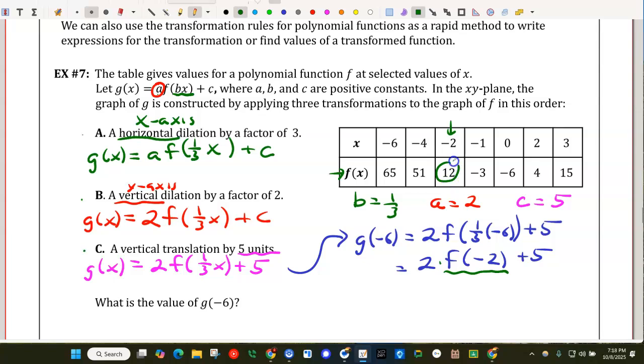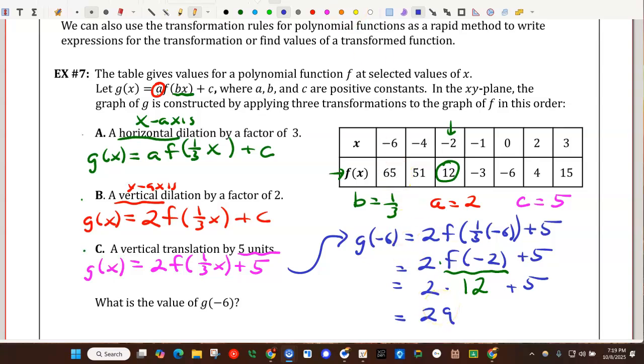There's -2. So I'm going to substitute out f of -2 for 12. All right, and then lastly, we'll have 2 times 12, which is 24, plus 5, which is 29. So of our new function that has all these transformations and dilations, -6 maps to 29. Notice how that's not this graph, because this is a chart of f of x. We're working with a new function, g of x, in case you're wondering why this doesn't match.